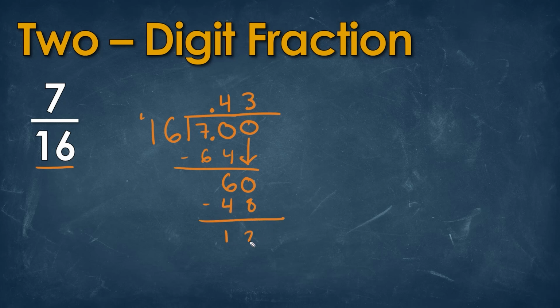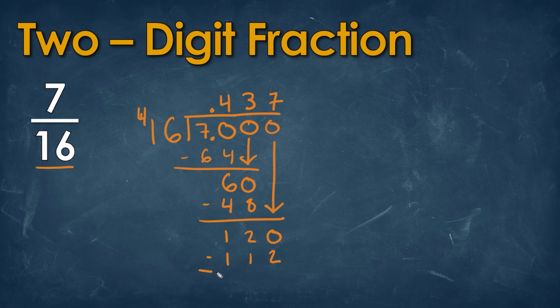Now we get 12. We take another 0. We're going to put that down here. So how many times does 16 go into 120? The answer is going to be 7. So we can multiply this out. So 7 times 6 is going to be 42. So we put a 2 here, put a 4 here. 7 is going to be 7. Plus 4 is going to be 11.